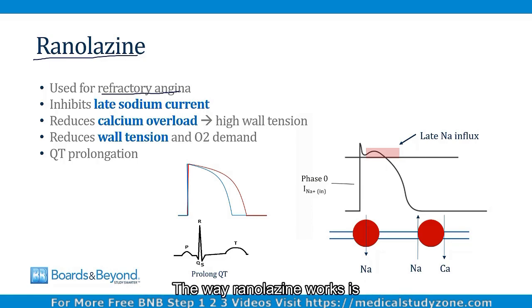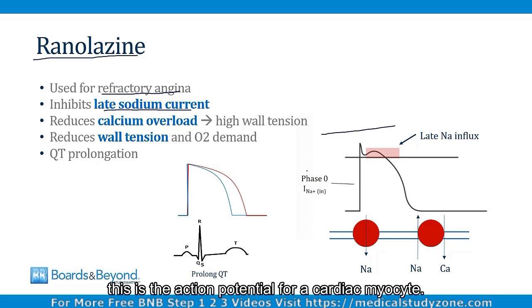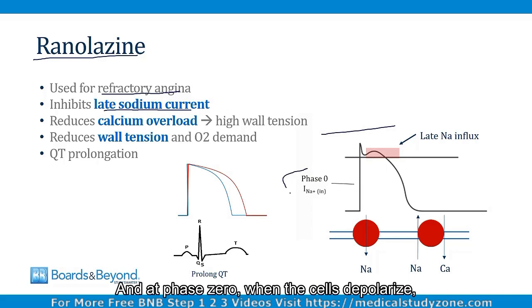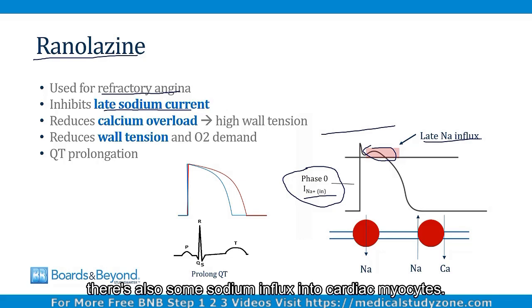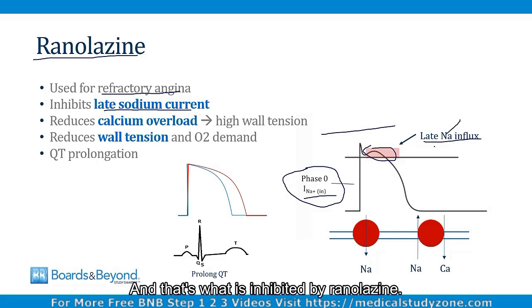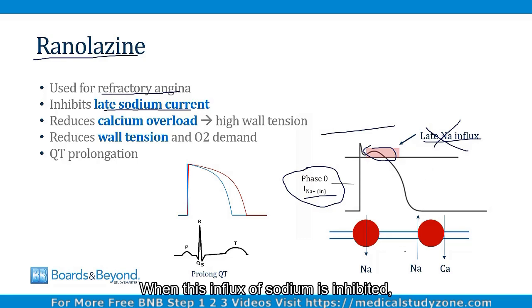The way ranolazine works is that it inhibits the late sodium current into cardiac myocytes. If you look at the right side of the screen, this is the action potential for a cardiac myocyte. At phase 0, when the cells depolarize, sodium rushes into the cell. That's the early sodium current. But during the plateau phase here, there's also some sodium influx into cardiac myocytes, and that's what is inhibited by ranolazine. When this influx of sodium is inhibited, there will be less sodium inside of the cell.